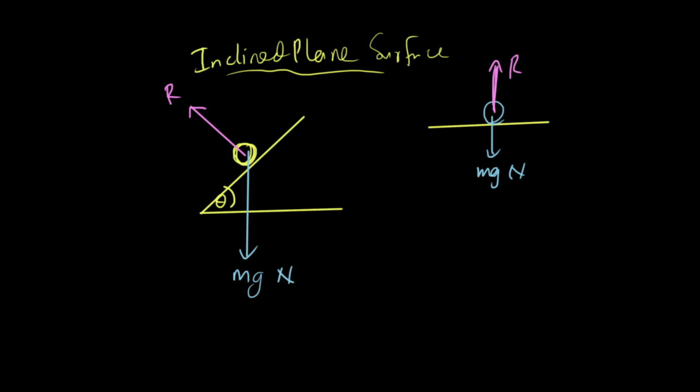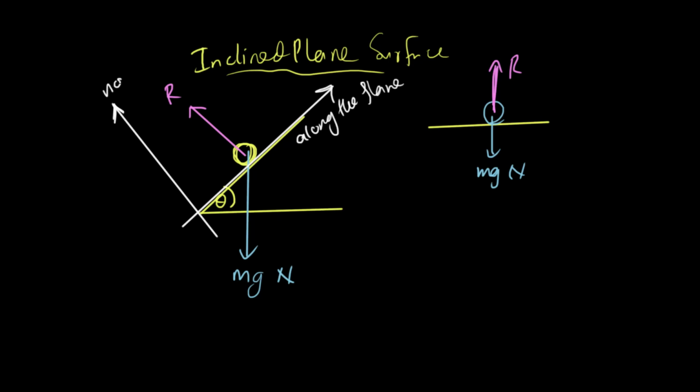Now, one of the main things that we do is take components along the plane and normal to the plane. That means if you think about taking axes, we consider this to be the x-axis now. So we don't talk about the horizontal axis anymore. We consider this to be the x-axis and this to be the y-axis. Instead of taking the axes from horizontal and vertical, we take them along the plane and normal to the plane. That is the main difference when we do this type of sum, because it's a lot more convenient to have along the plane and normal to the plane.